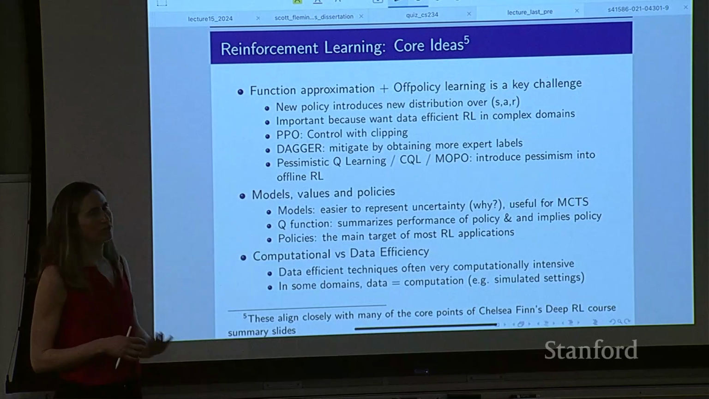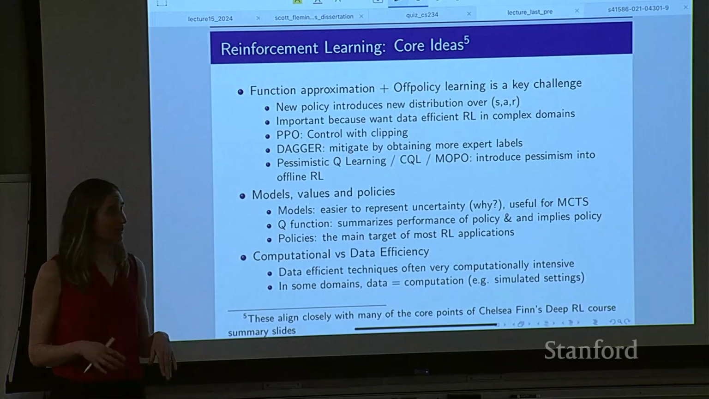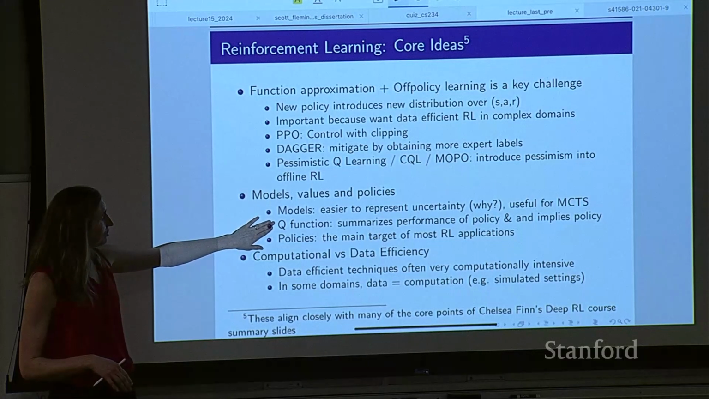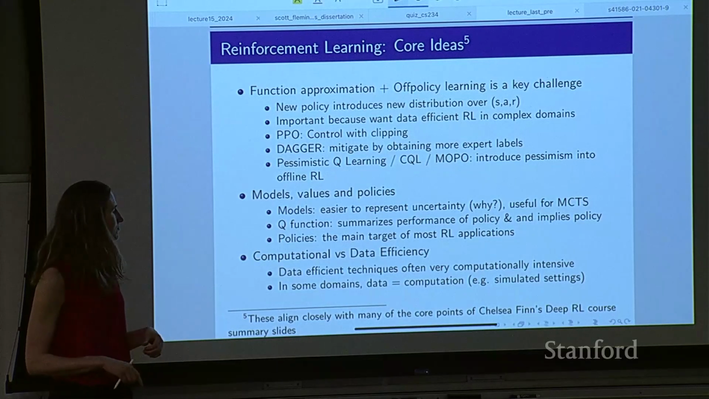And policies are just ultimately what we want to have. Like, we want to have good decision making. We often want to know exactly how good that is, and that's maybe where the Q function is one particularly nice thing, but ultimately we want to try to make good decisions in the world.